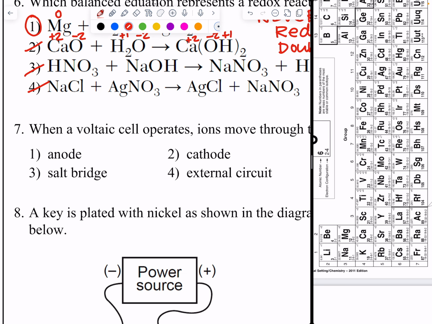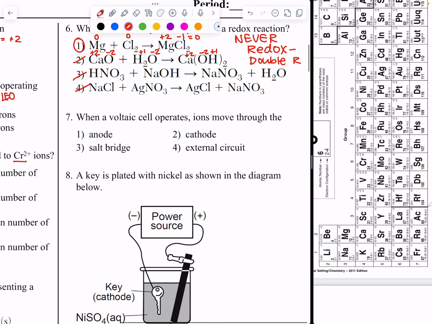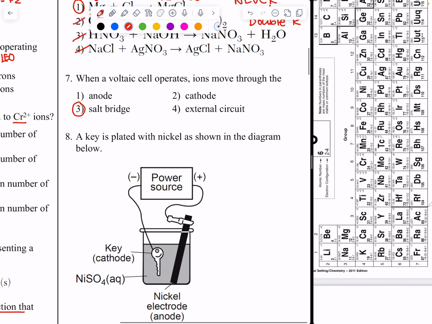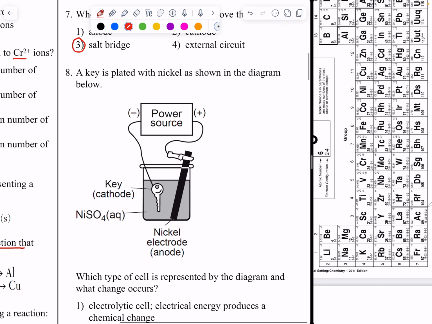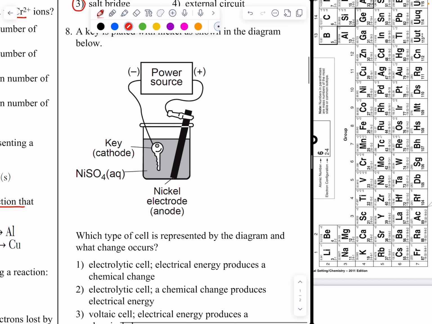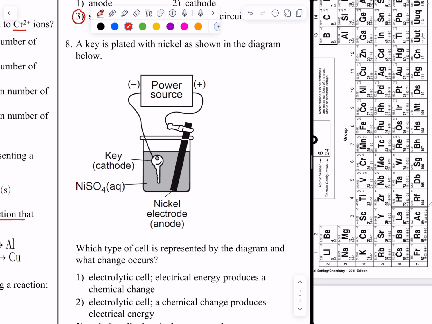When a voltaic cell operates, ions move through the salt bridge. So electrons never move through the salt bridge, only ions, and that's what keeps the half cells neutral and completes the circuit. If we didn't have the salt bridge, the battery would not work.